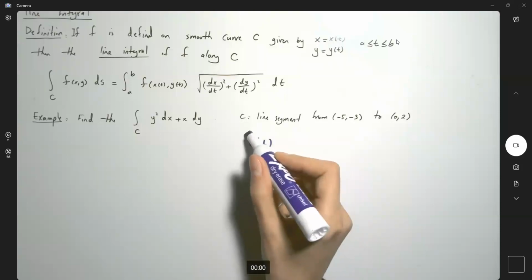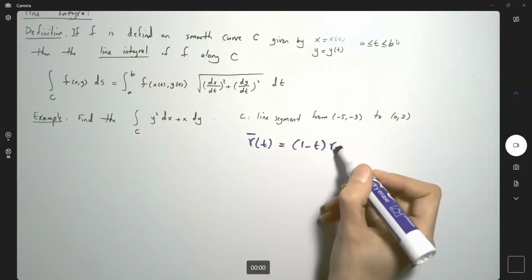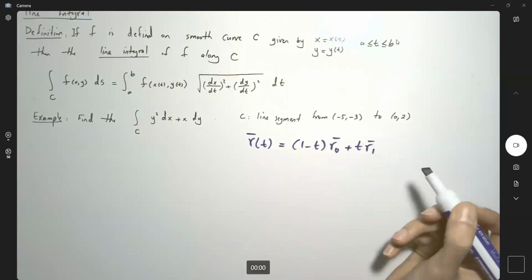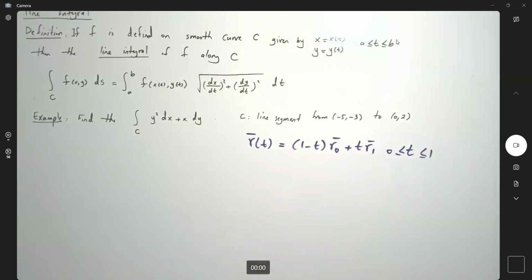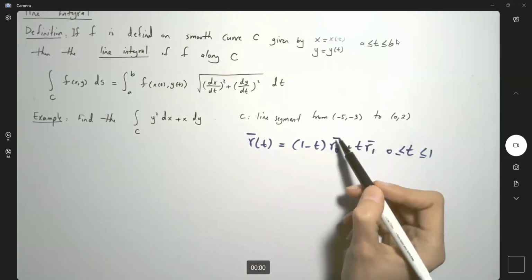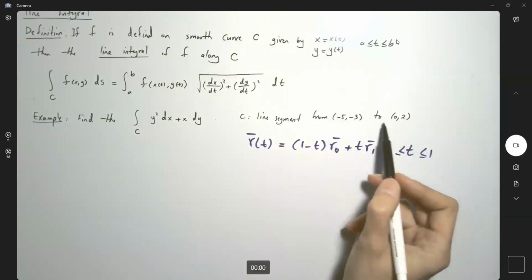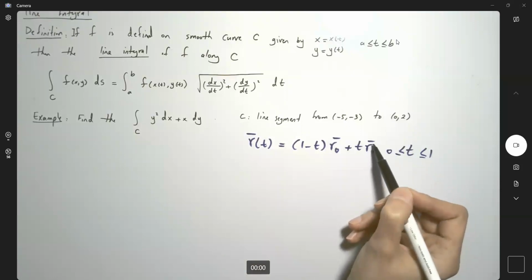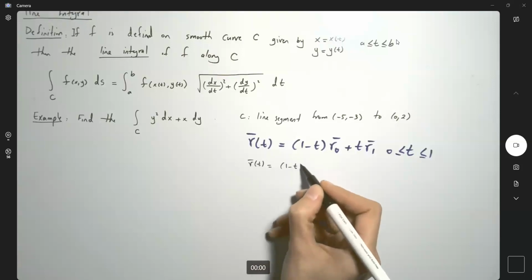r of t is defined as 1 minus t, r sub 0 plus t, r sub 1, and t was bounded between 0 and 1. We can convert these 2 points into vectors. So you have the initial point, you have the terminal point, you can convert them into vector form. r(t) is equal to 1 minus t.